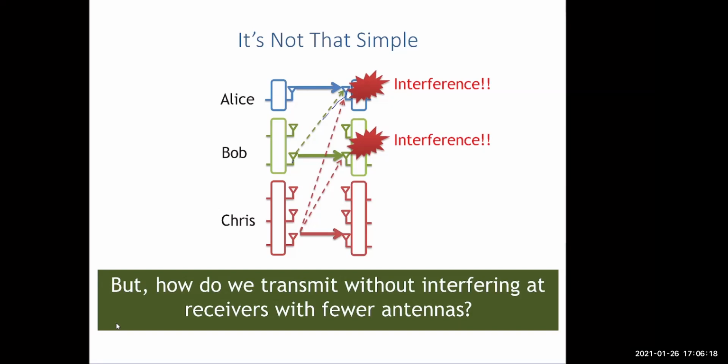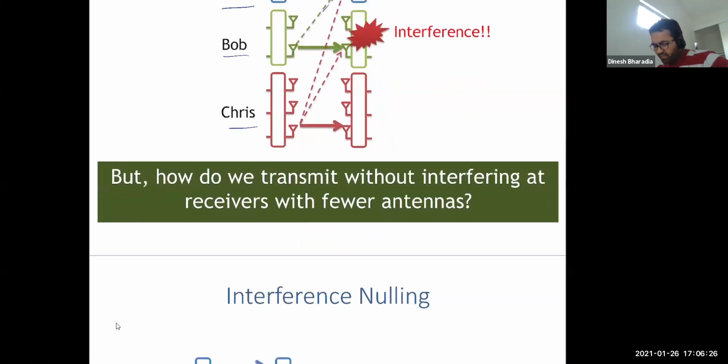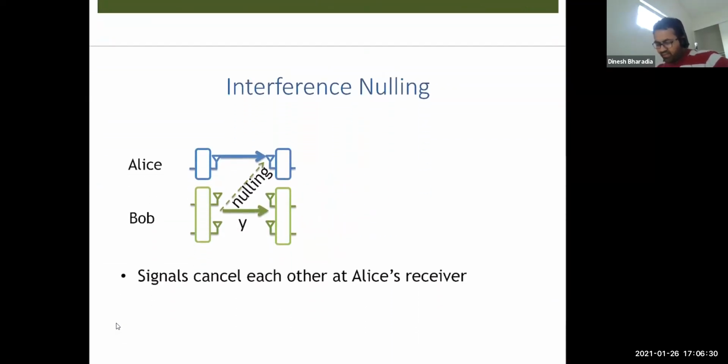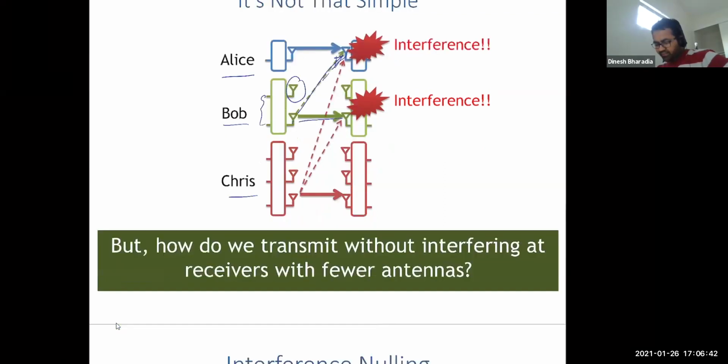So the question is, what is the best thing you can do here when you have Alice, Bob, and Chris? What is it that we can do? So the first concept is we can do nulling. Remember, Bob is only using one antenna to transmit data. It can use the other antenna to somehow construct a null at Alice's receiver.